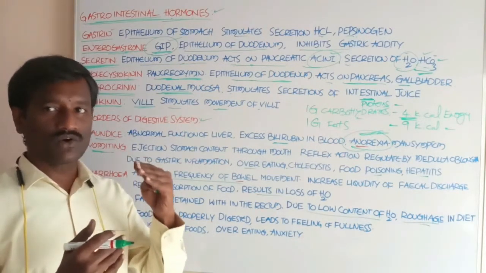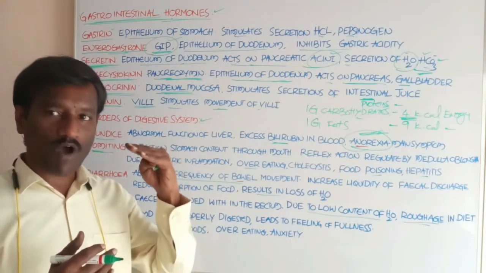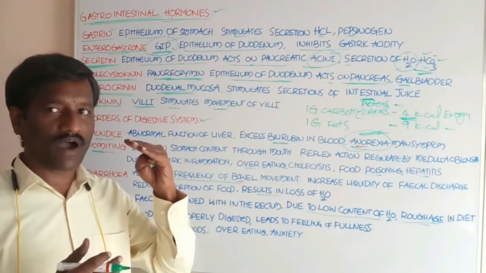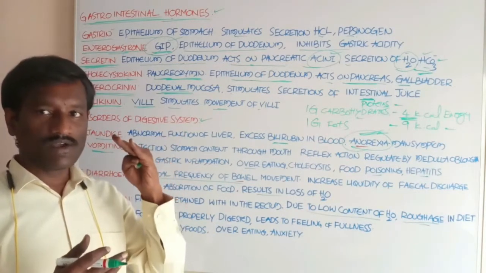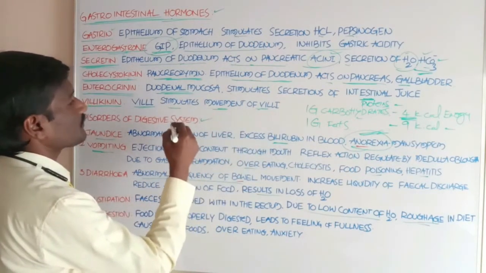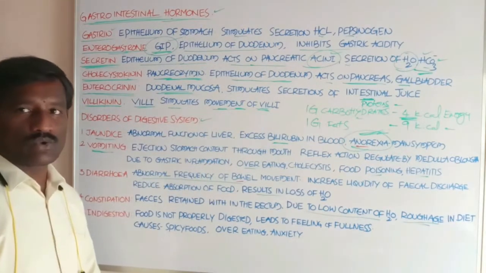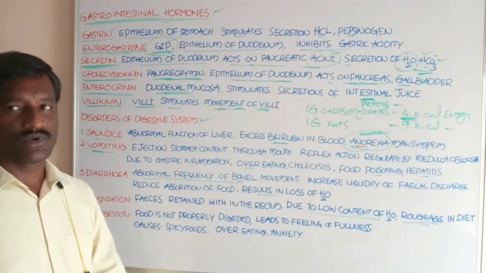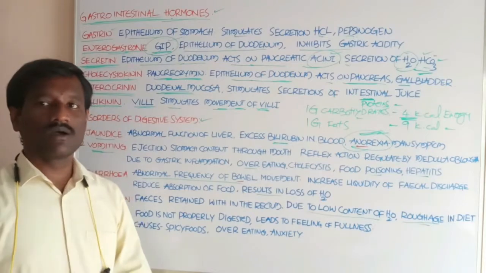Villi are the small finger-like folds in the inner surface of the small intestine. The mucosa appears in the form of folding of small finger-like structures. These are called villi. Villikinin stimulates the movement of the villi to increase the absorption of digested food into the mucosal epithelium, and then it enters into the blood.